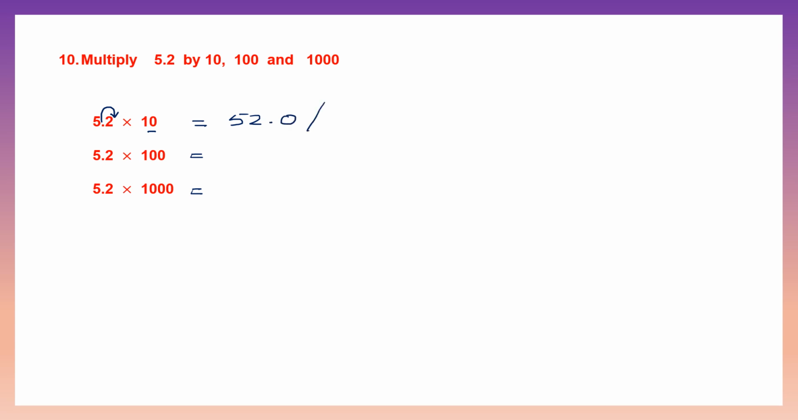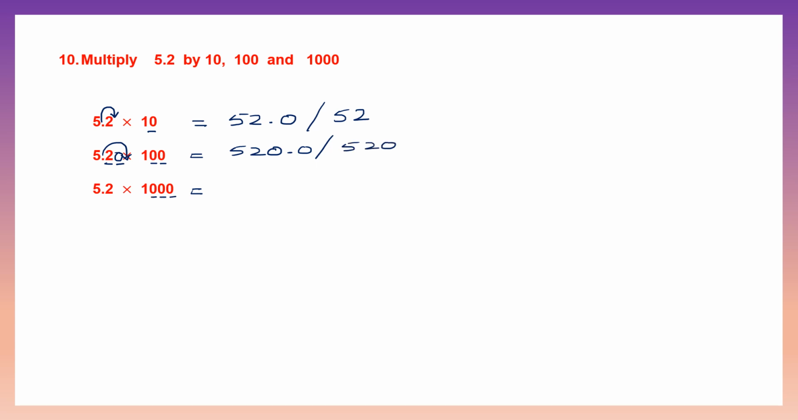52.0 or simply 52. Now here 5.2 into 100, 2 zeros, so the point has to move 2 places to the right and has to come here. So in this place I need to put a 0. So that becomes 520.0 or 520.